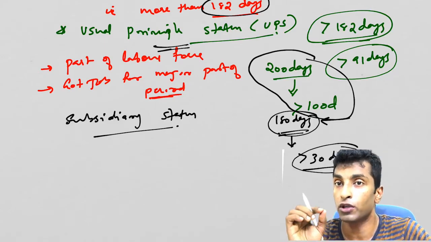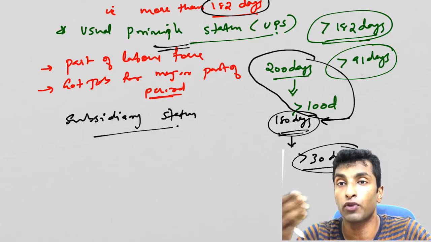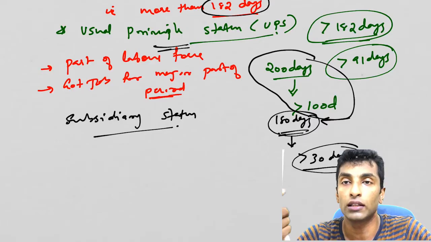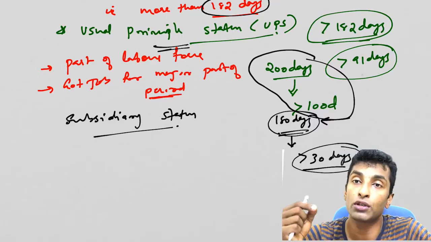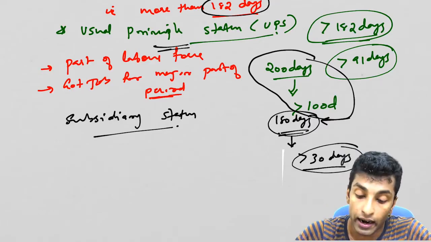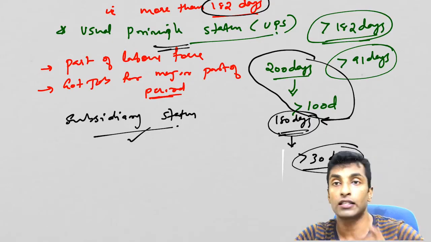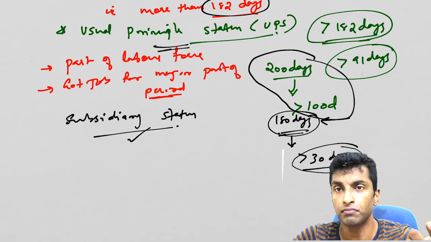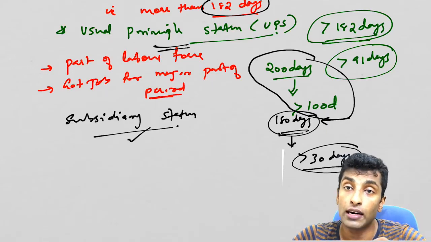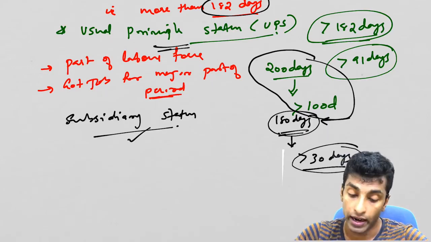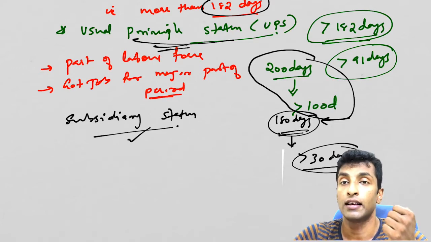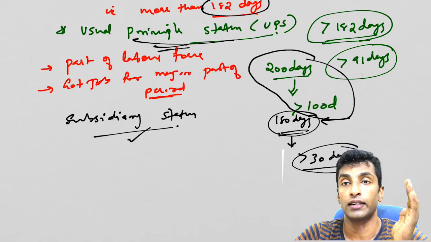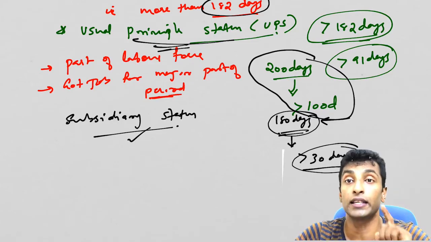So you are part of the labor force but unemployed because you didn't get a job for more than half of the days in which you are available. But still you work for more than 30 days. Those people will also be considered as employed under subsidiary status. So under subsidiary status, those who are not part of the labor force, and those who are classified as unemployed under principal status, if they work for more than 30 days, they will be considered as employed under subsidiary status.